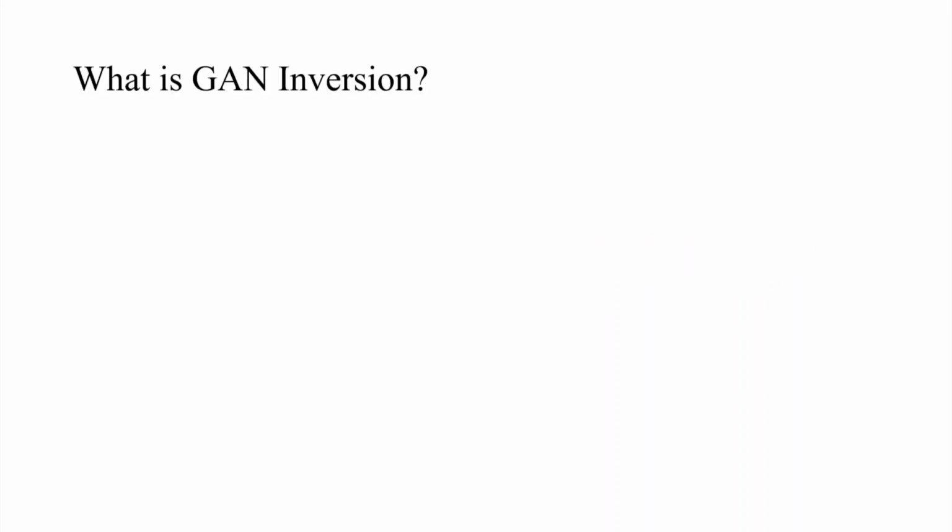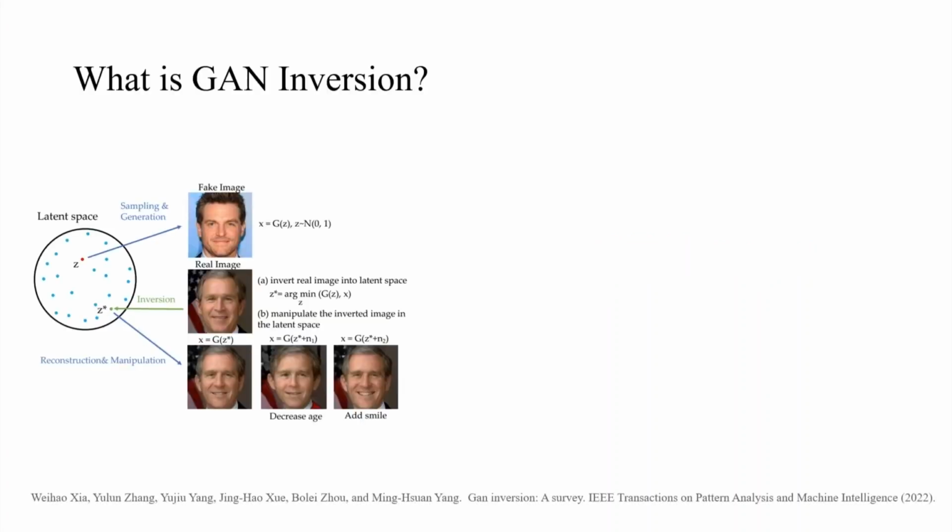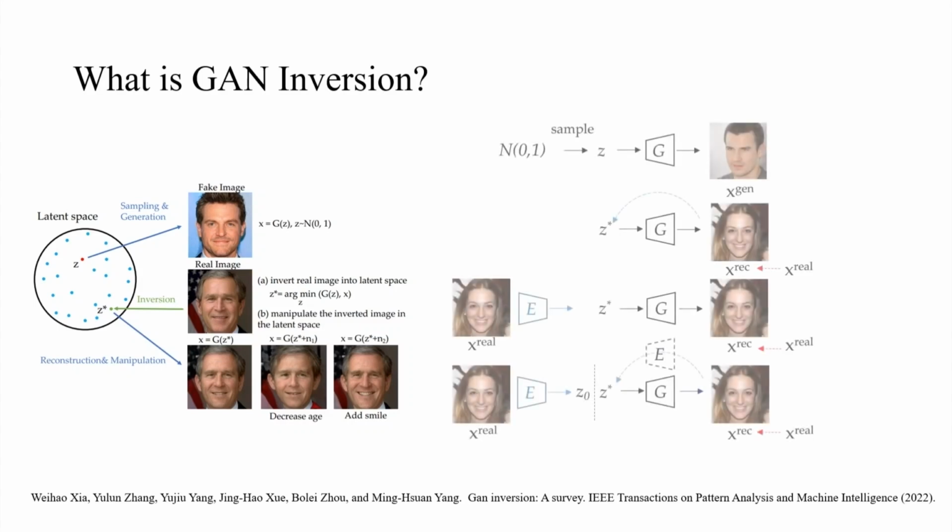GAN maps a distribution from the latent space to the image space using a generator and a discriminator and has been widely explored. GAN inversion is the reverse process. It obtains the latent code of an input image under a certain generator and modifies the latent code to perform image editing operations. Current 2D GAN inversion methods can be divided into three categories.